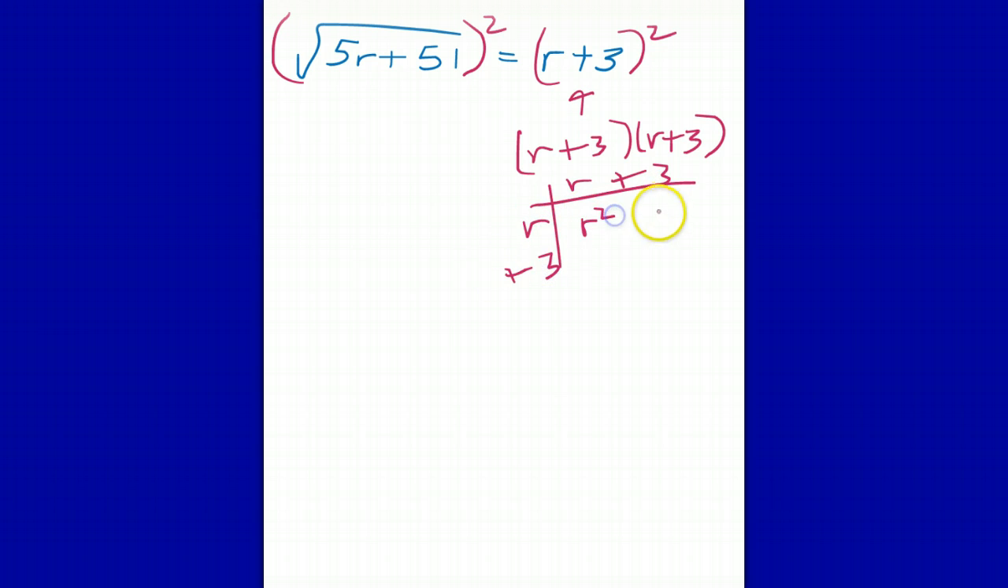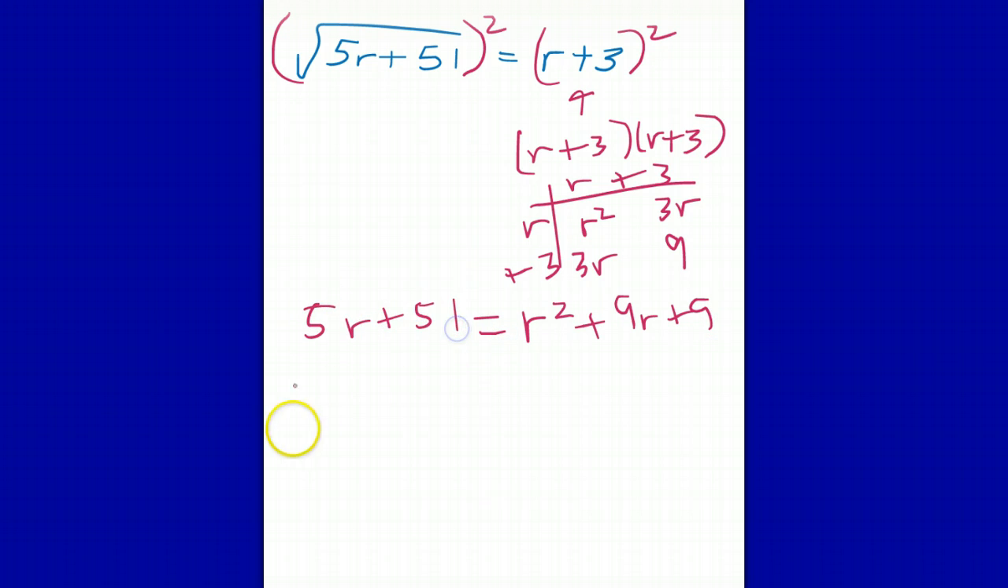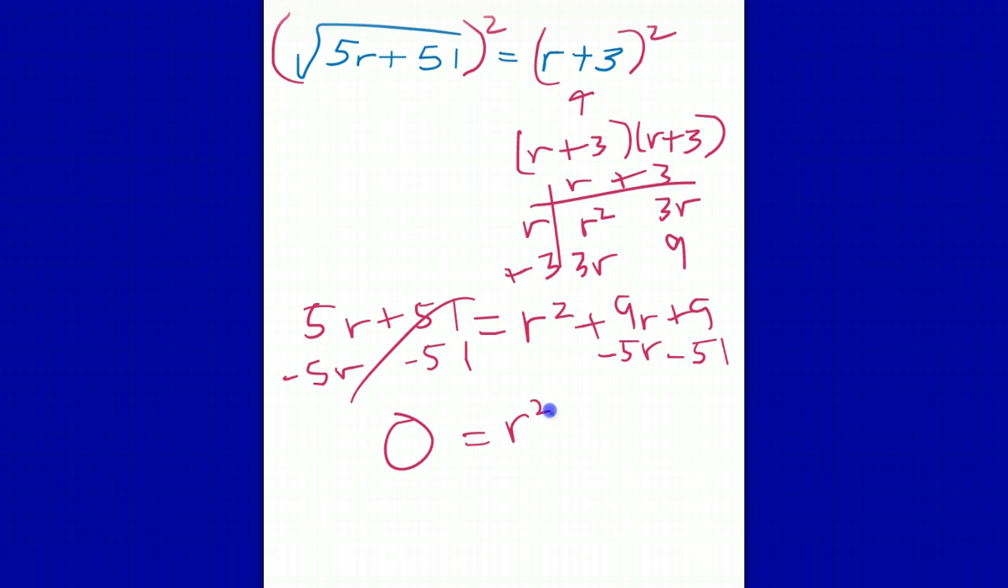So this would be r squared. This would be 3r by multiplication. And this will be 9. So this will be r squared plus 9r plus 9, equals 5r plus 51. Combining like terms, bring these guys over to the other side, and I'll line them up so that this is 0. So now I have r squared plus 4r minus, let me make sure I get this right this time, 42.